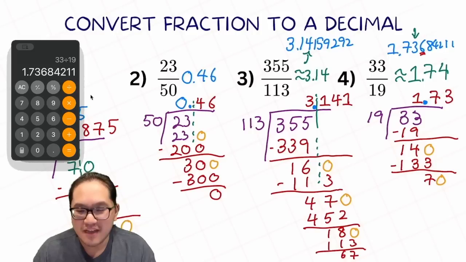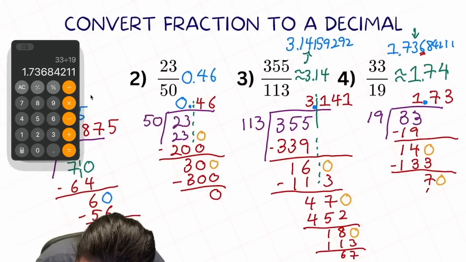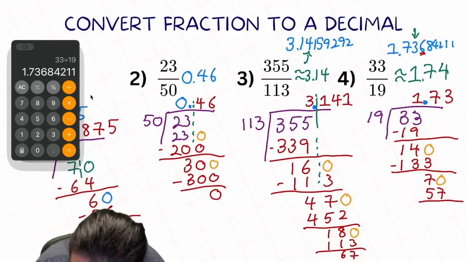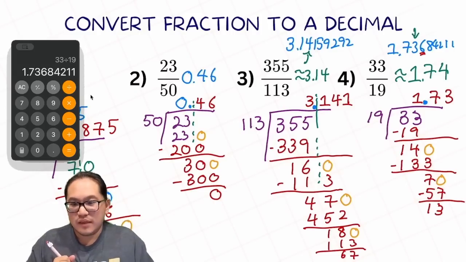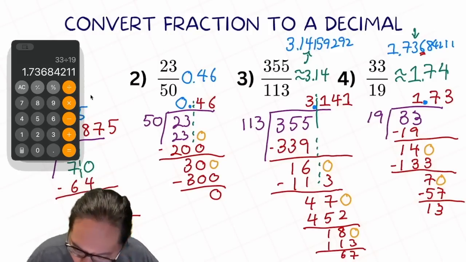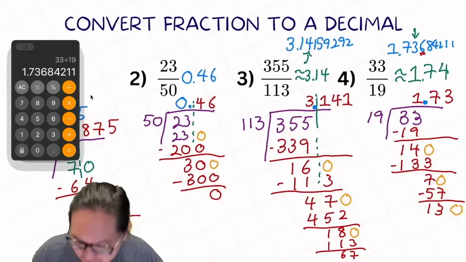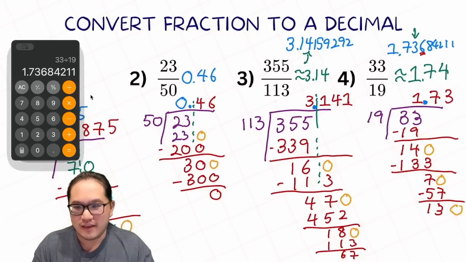Because 3 times 19 is equal to 57. 57 is less than 70, right? So we're good there. So 70 minus 57 is equal to 13, right? And since we need to round to the 100, we need to do it one more time just in case it's a round up situation, right? So we add another 0.